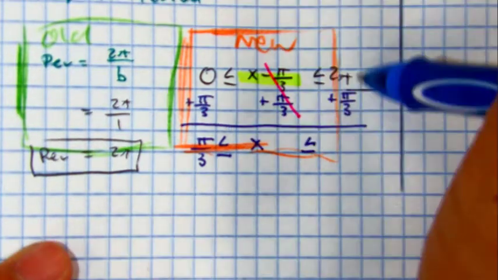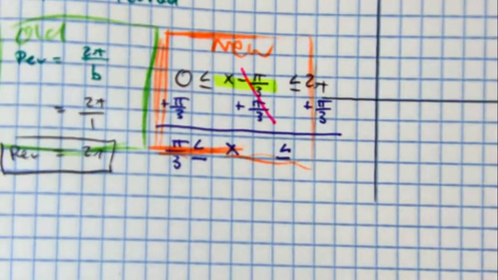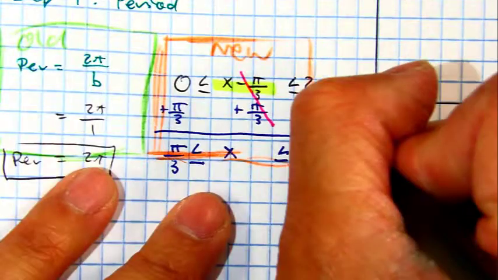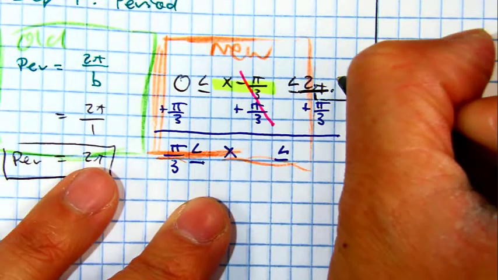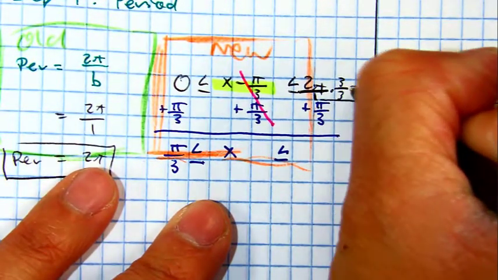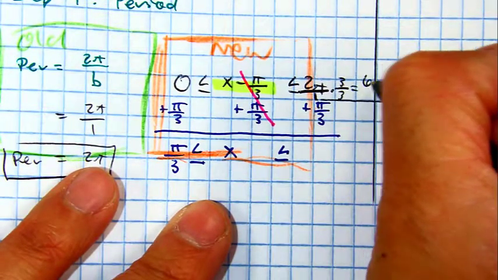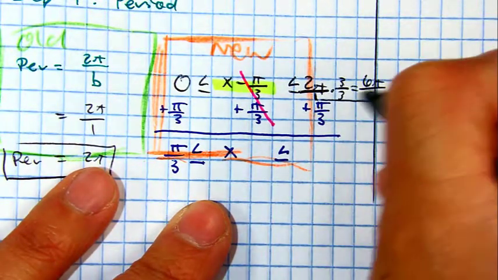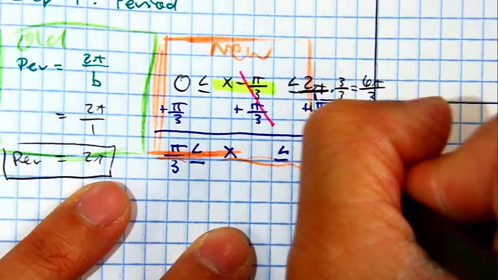I can't add these two fractions together. I'm going to need equivalent fractions. Class, how do you make 2 pi a fraction? I'm going to have to multiply by 3 over 3. 2 times 3 will give me what? 6. So 6 pi over 3 plus 1 pi over 3 gives me what? 7 pi over 3.